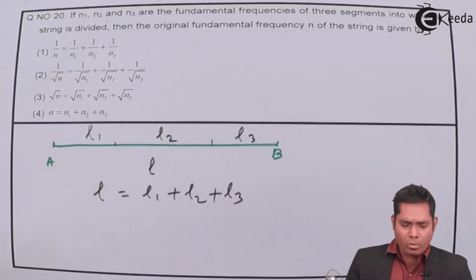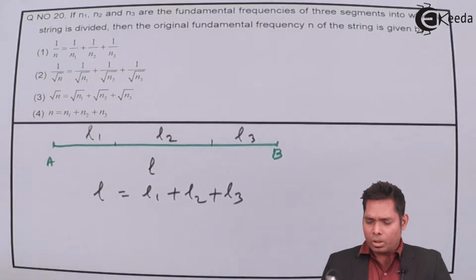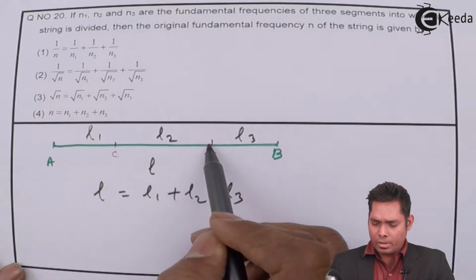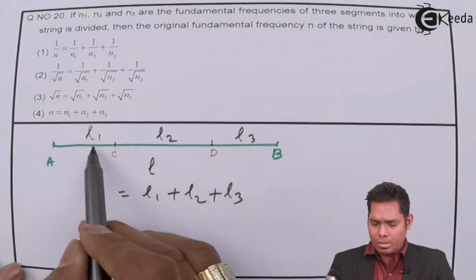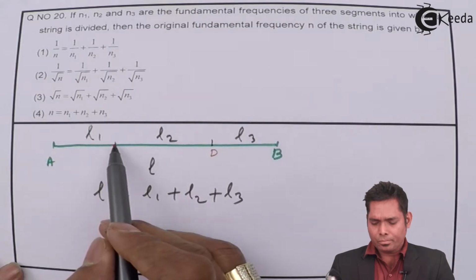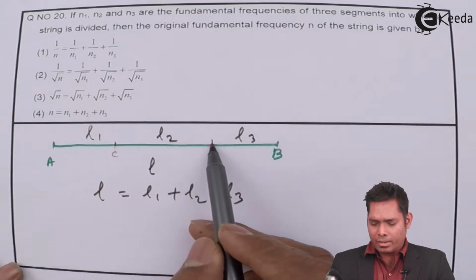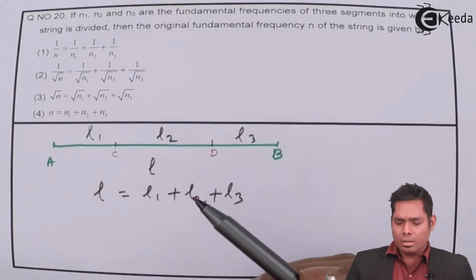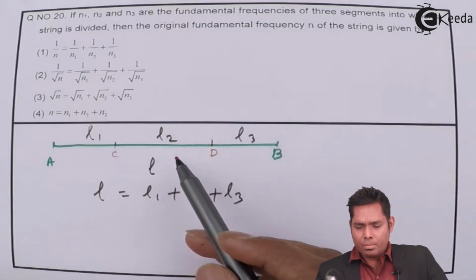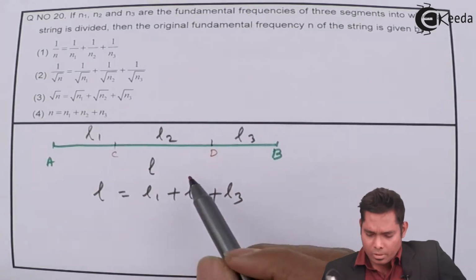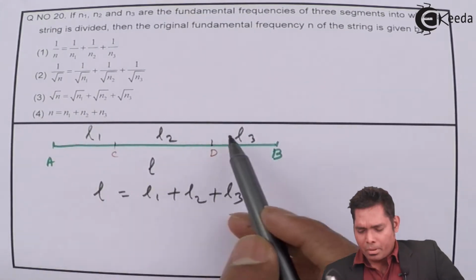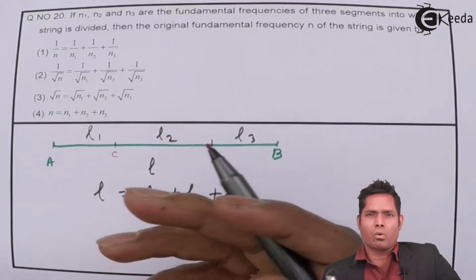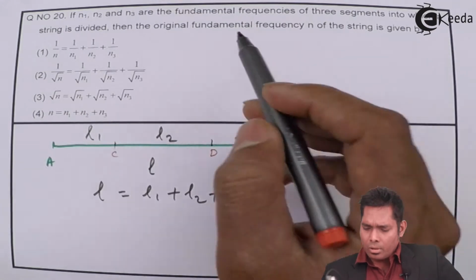It talks about the fundamental frequencies of the corresponding segments. Suppose this point is C, this point is D. So AC is one segment, CD is another segment, and DB is another segment. It's not clear what is their length, but that is also not required. They might be equal, they might be different. In general, you can take L1, L2, L3 irrespective of their lengths.